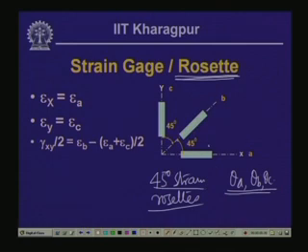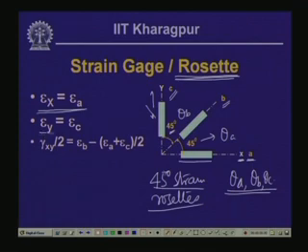Now, here the two angles used are, let us call, theta A is 45 degrees and theta B is 45 degrees again. Along the x direction we have oriented A, along 45 degrees we have B, along 90 degrees we have C. Since the strain along A coincides with the x axis, epsilon x is epsilon A directly. Likewise, since gauge C is oriented in the direction of y, epsilon y equals epsilon C. So, directly we can get the values of epsilon x and epsilon y from the measured strain values of epsilon A and epsilon C.